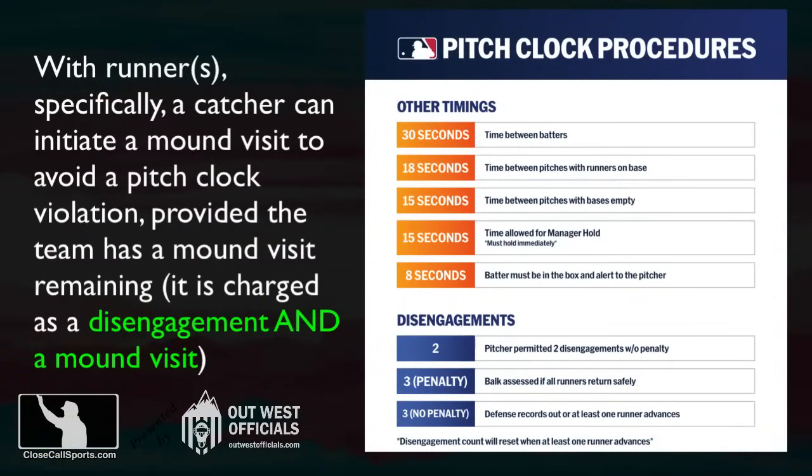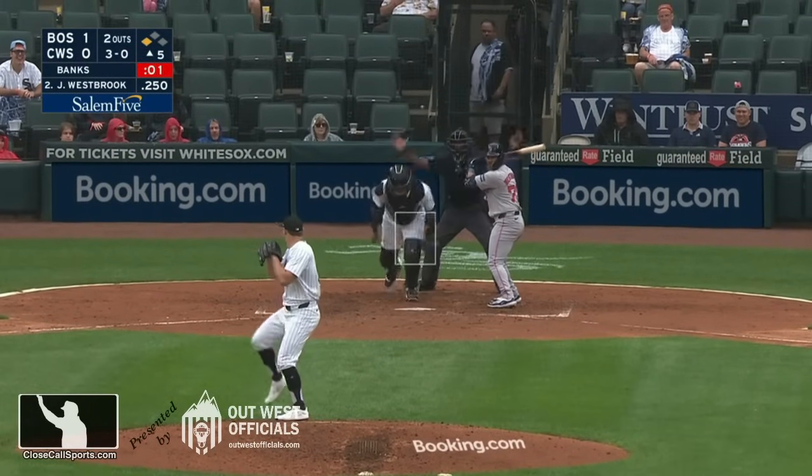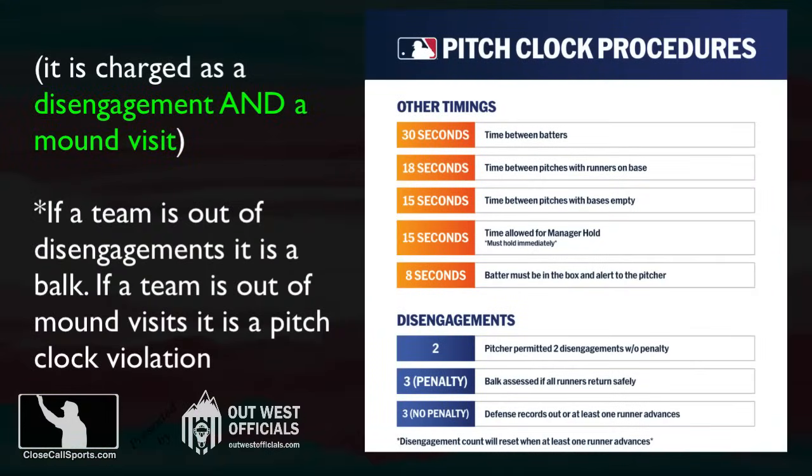This only applies to situations with runners. Without runners, pitchers don't get any allowed disengagement, so the clock would just simply run out and it would be a pitch clock violation. But with runners, you can do this. Unless, of course, there are no disengagements or mound visits remaining, in which case the normal penalties apply.